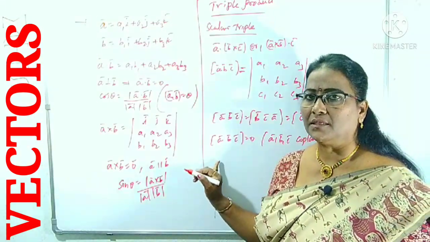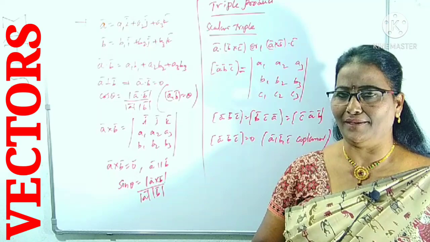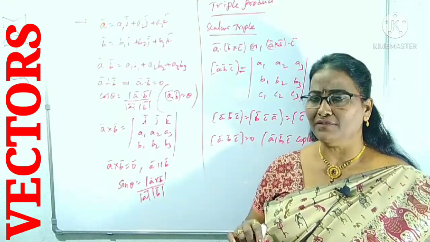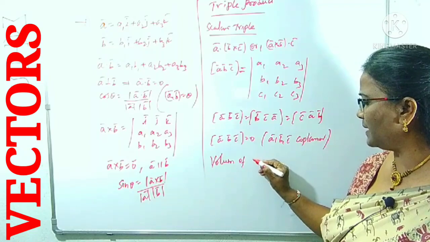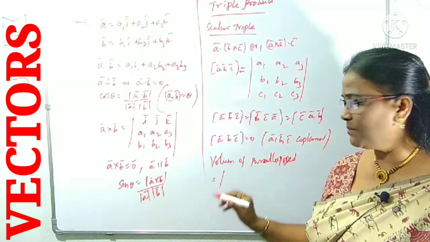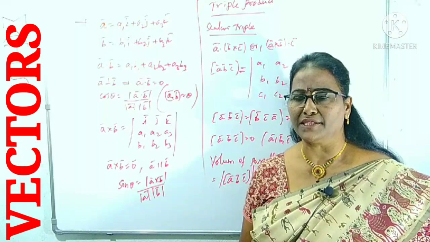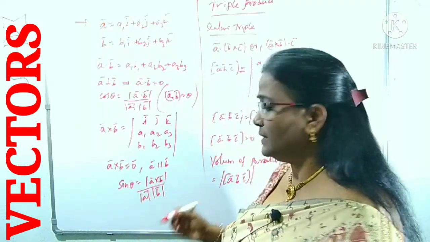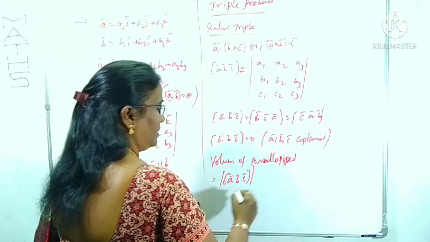Also, by using the scalar triple product, box ABC, we can find the volume of a parallelepiped and the volume of a tetrahedron. When A, B, C are coterminous edges of a parallelepiped, what is its volume? The volume of the parallelepiped we take as modulus of box ABC. Here A, B, C are coterminous edges of a parallelepiped. We will mention particularly that A, B, C are coterminous edges of the parallelepiped, then ask what is its volume.